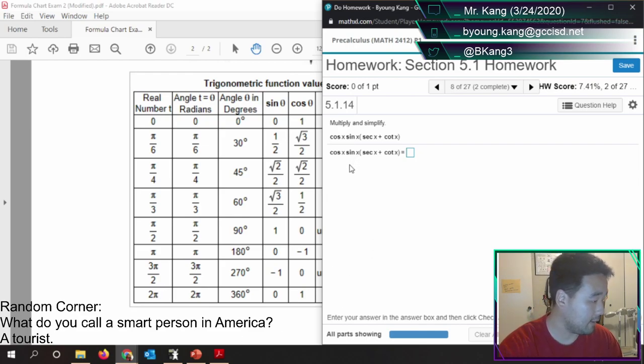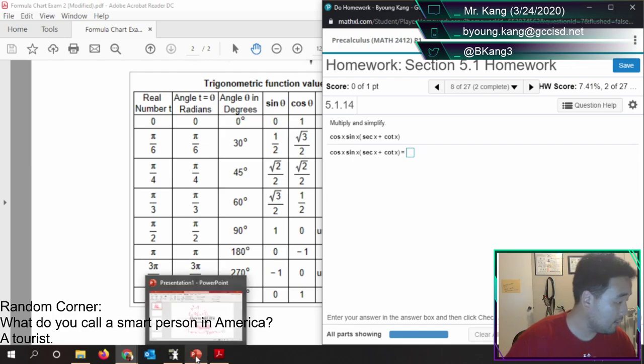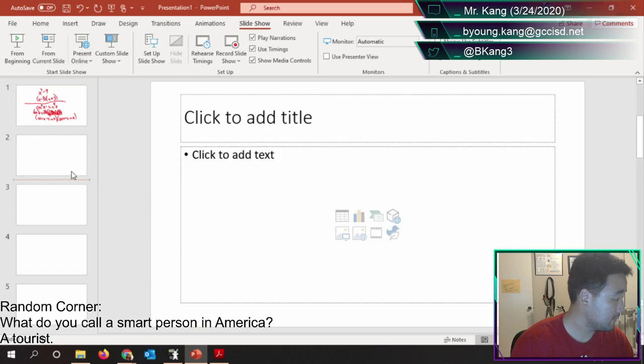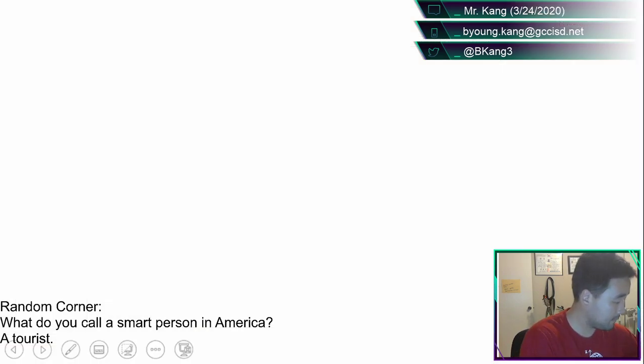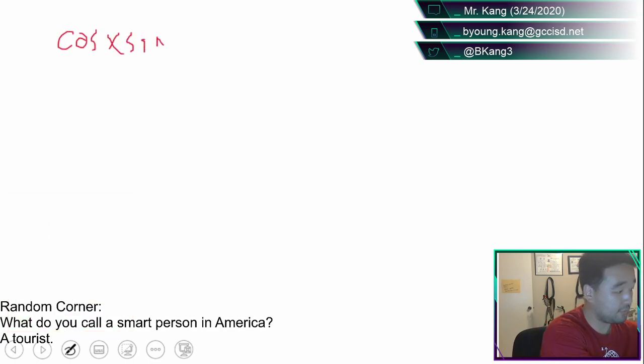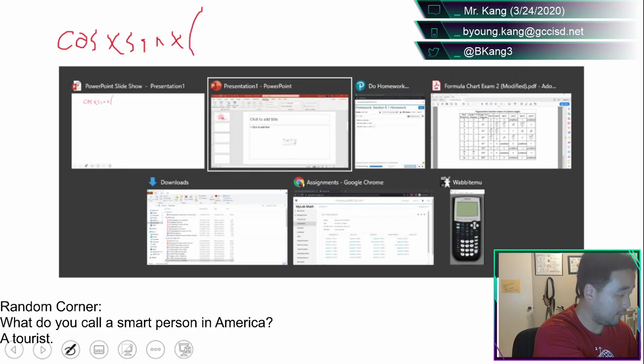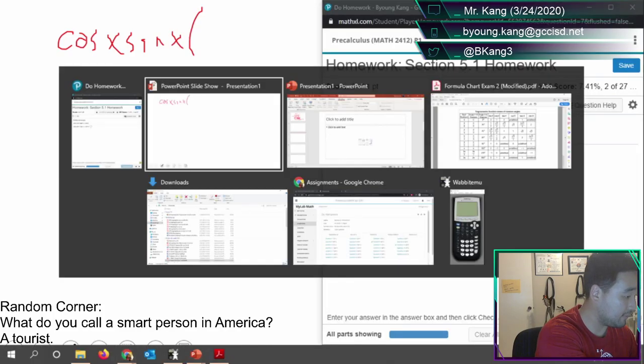Okay, so yeah, let's start this one. We have cosine, sine. And they're written right next to each other, so they are multiplied. And then the rest of this is what? Secant plus cotangent.